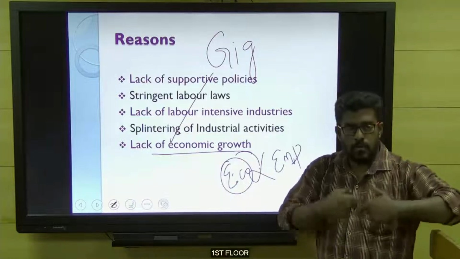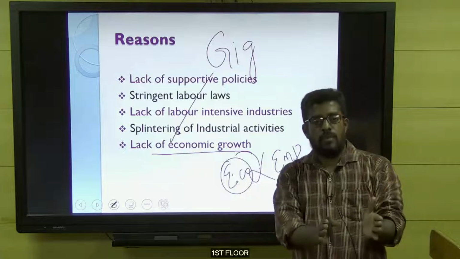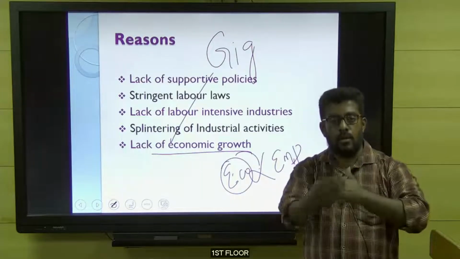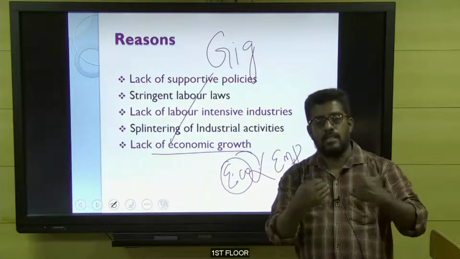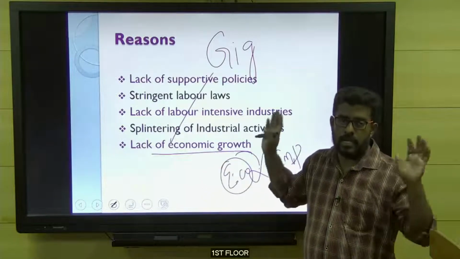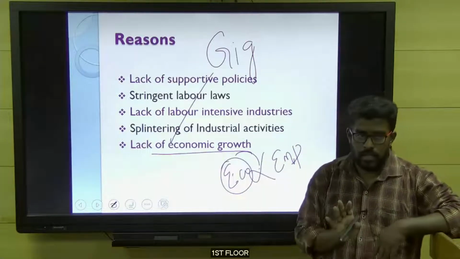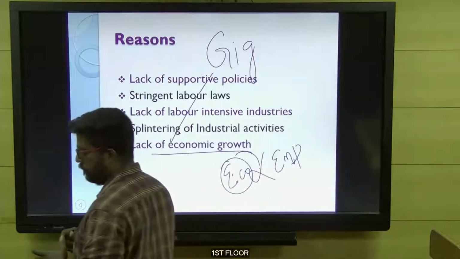The reason why we are unable to create more jobs is that we never had more than 50%, or never had higher economic growth in manufacturing. Due to lack of economic growth, we had a considerable decrease in employment opportunity in the secondary sector. That is the meaning of this point. So all the points tell us why the secondary sector was unable to create more jobs.